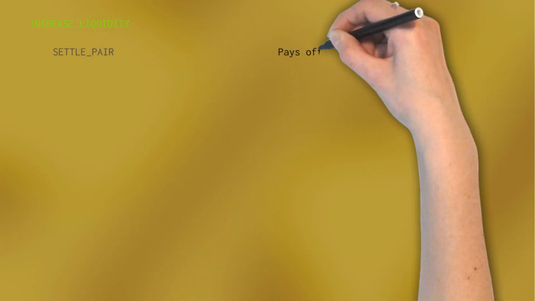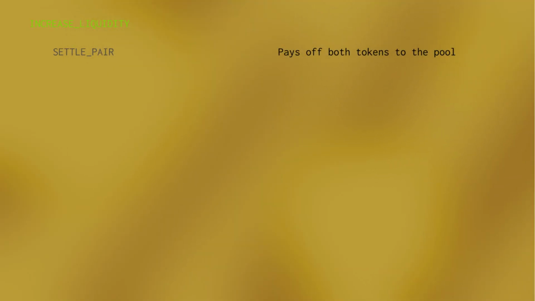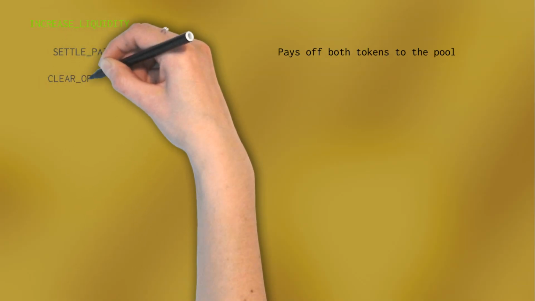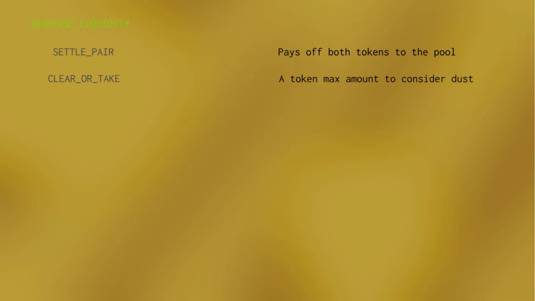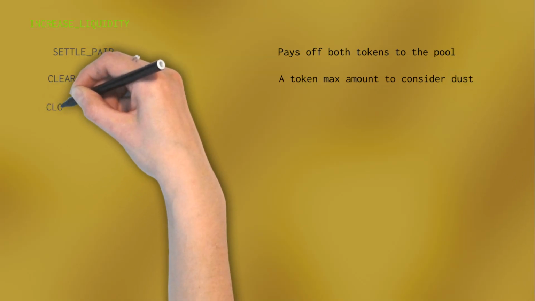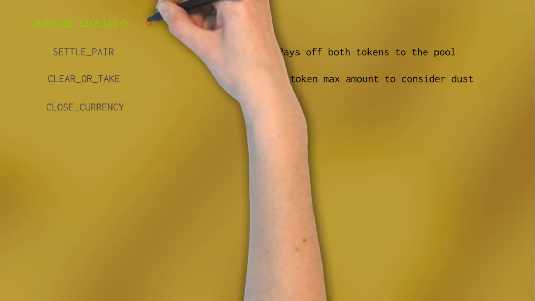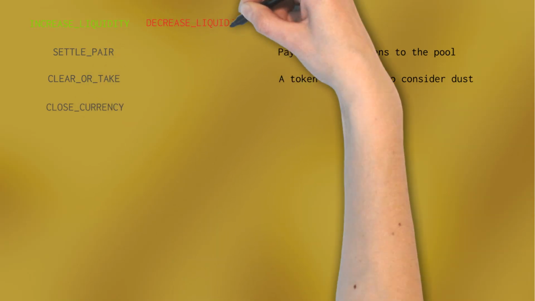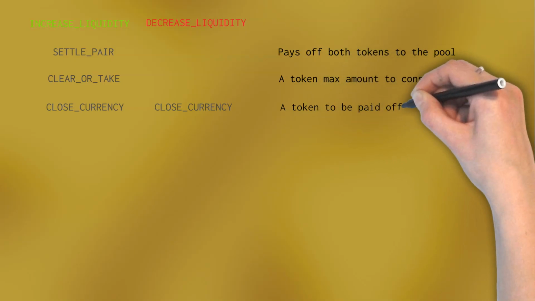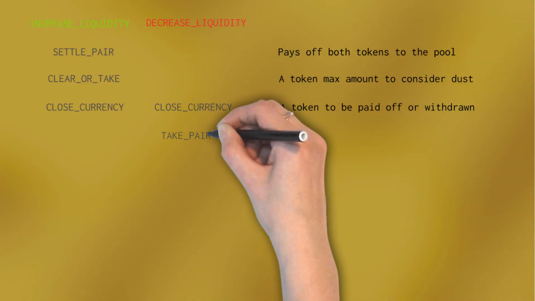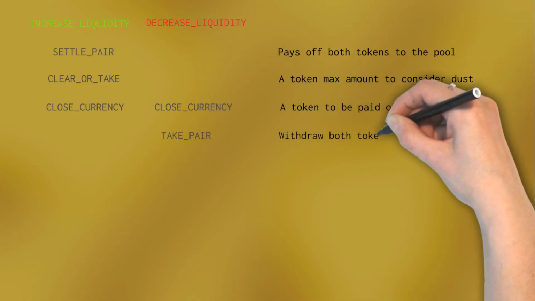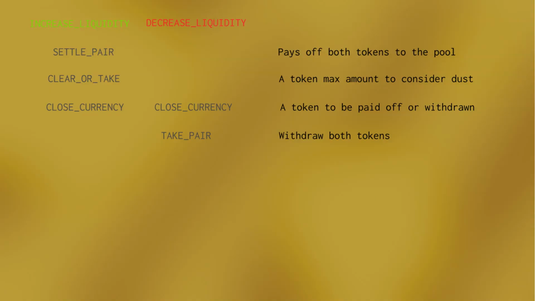Let's overview a few examples. Increase liquidity action combined with settle pair action is used to increase the pool's liquidity by paying both tokens to the pool. Increase liquidity combined with clear or take action is to increase liquidity of one token, and any remaining balance above the threshold is to be returned to the receiver address. Close currency can be used with increase or decrease liquidity action or both, since it either pays off or withdraws one token. Decrease liquidity action combined with take pair action is used when you want to withdraw your earned fees from the pool instead of crediting fees to the pool to increase liquidity.